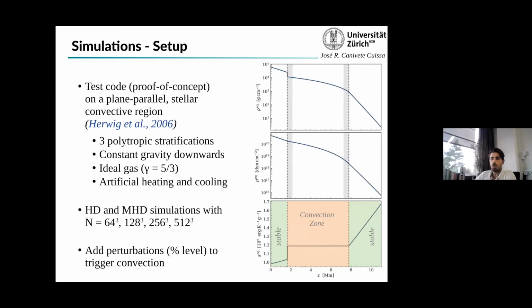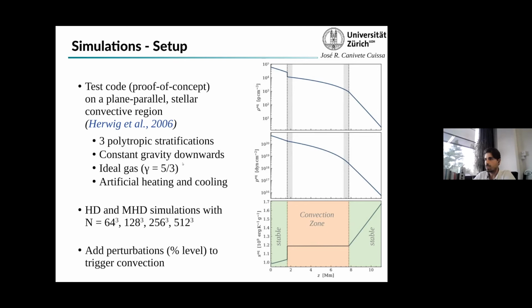So we conducted a proof of concept for simulating magnetic convection with Ramses. Essentially, we tested the code and our implementation in a plane-parallel stellar convective region that we took from this paper, Edelmann 2006. It's just a small box of a convection region, which you can see here at the bottom, in the profile of entropy. So we have essentially three regions: a bottom stable region, a convection zone in the middle, and then another stable region at the top. Each one of these regions is initialized with a polytropic stratification that you can see here for the density and for the pressure.